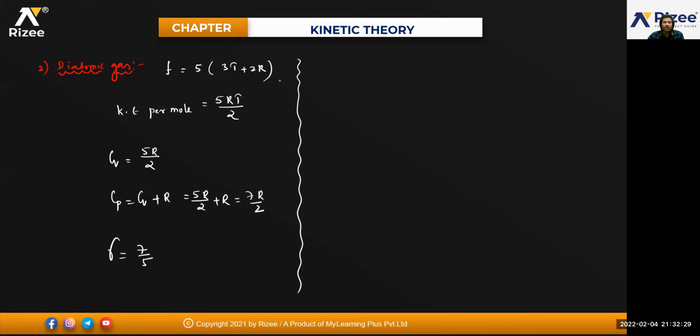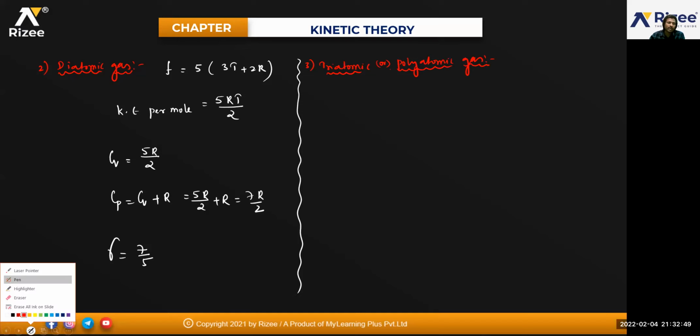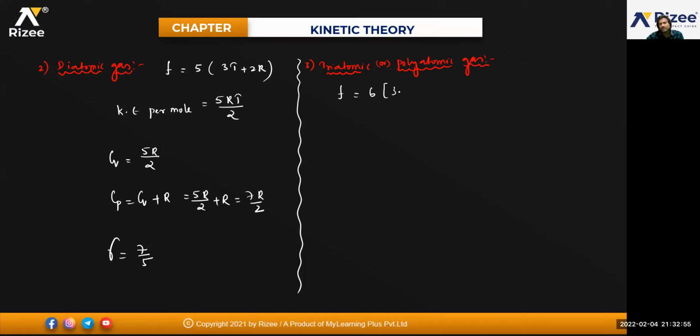Okay. The next one is about triatomic gas, the third one. For triatomic, or we can say polyatomic gas, more than 3. So if I'm writing for this one, the number of degrees of freedom F will be equal to 6. So this is 3 translational and 3 rotational. If I am taking linear, that means kinetic energy per mole will be equal to 6 into RT divided by 2. So that will be equal to 3R into T.